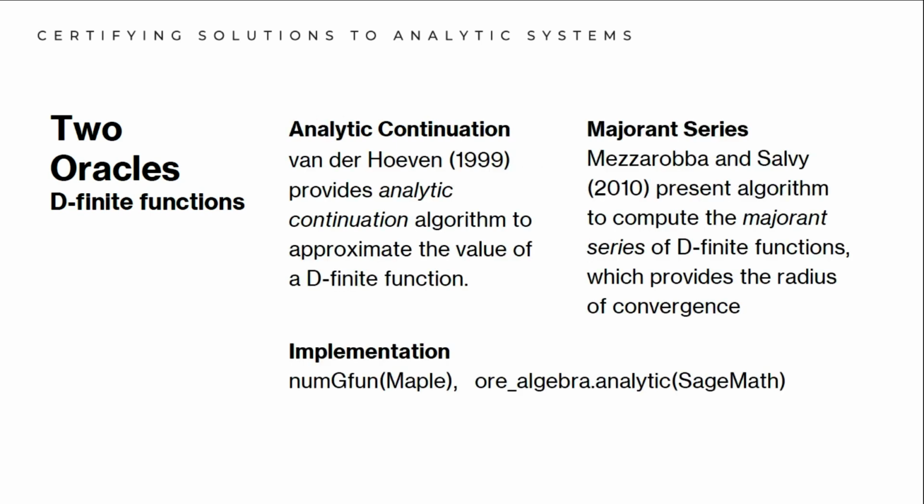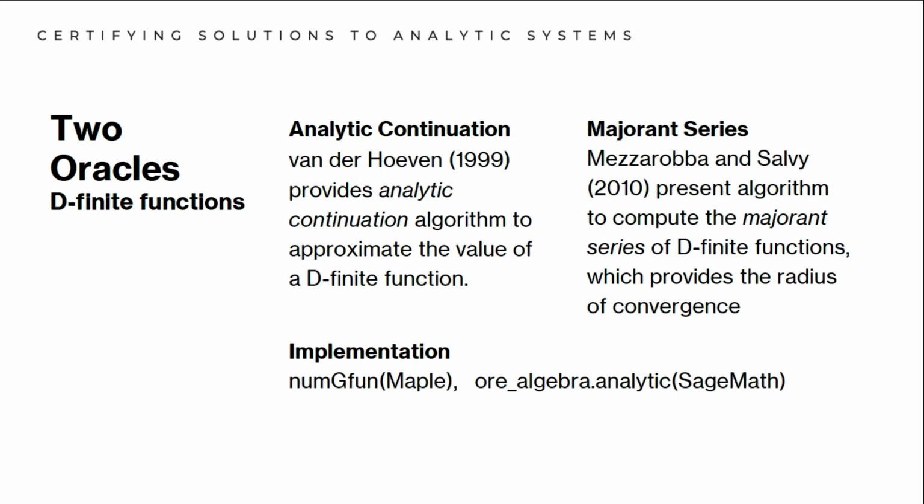Van der Hoeven in 1999 suggested an analytic continuation algorithm which is used to approximate the value of the D-finite function. And because a D-finite function is an analytic function, we can think about the series expansion. In this case, we call this a majorant series. Mezzarobba and Salvy presented the algorithm for the majorant series for D-finite functions, so we can also extract the radius of convergence from this majorant series. They are both implemented in these two software packages. In our experiments, we use the Sage implementation.